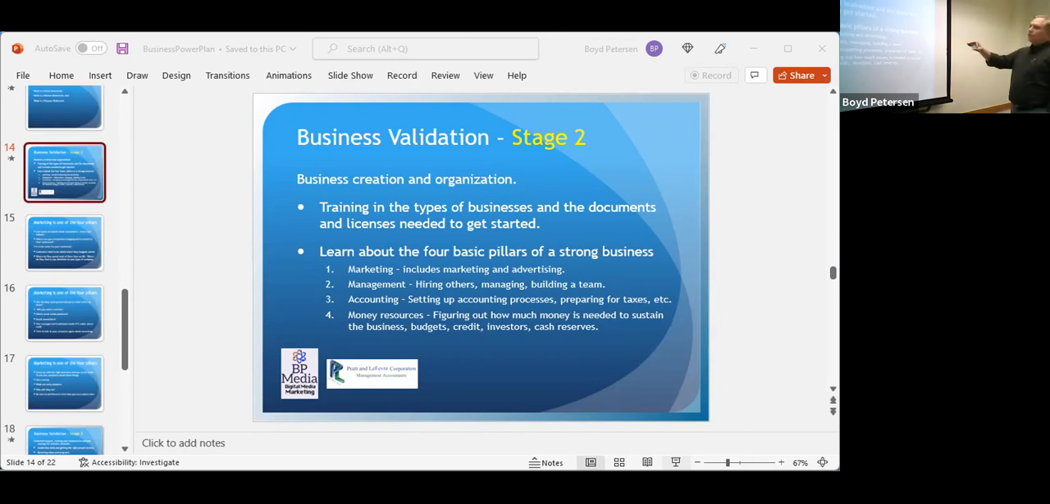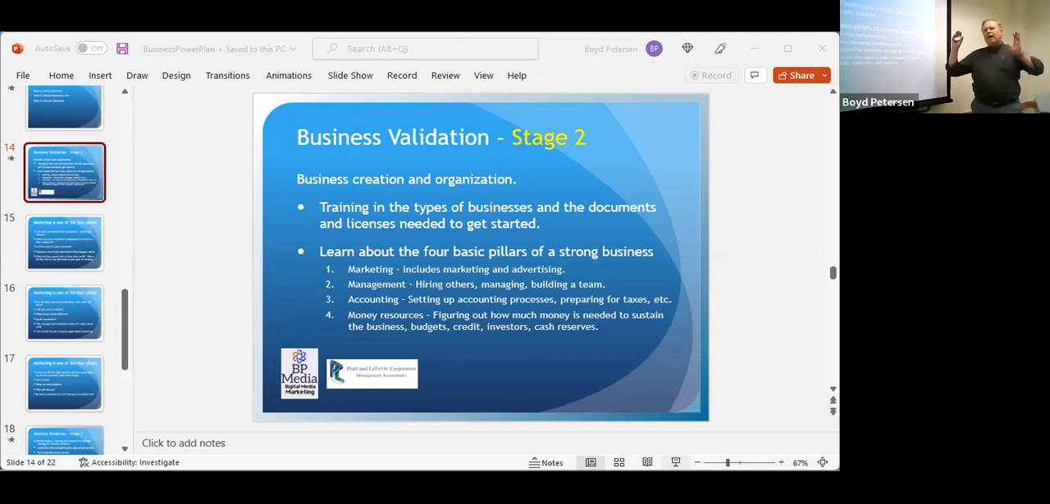So these 4 pillars make for a stronger business. One of the things that we find is people miss some of these things, and that's why this type of class is so important. Because if you don't have these things, it can cost you your business. Sometimes it's management, sometimes it's marketing, sometimes it's money resources.